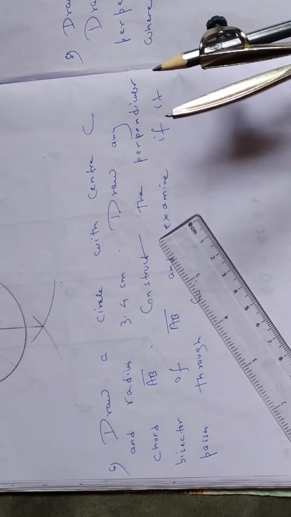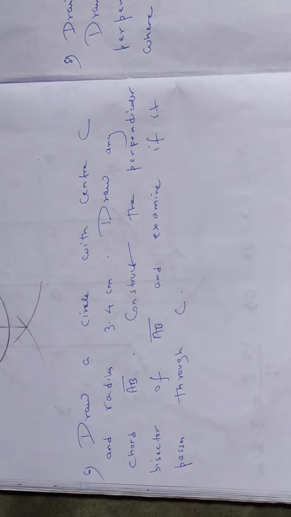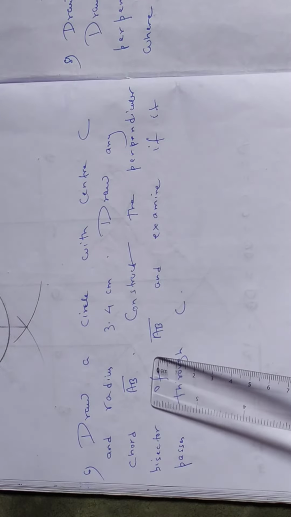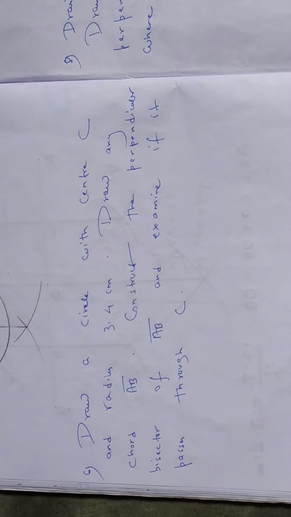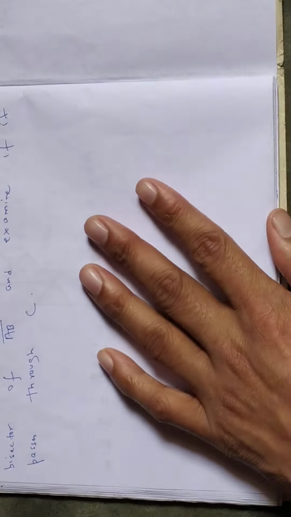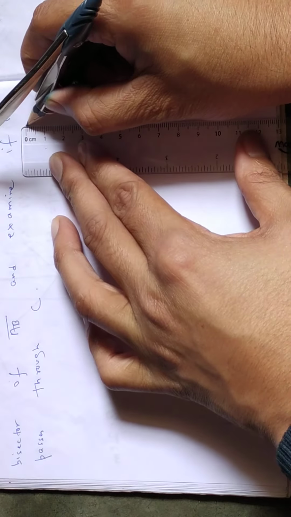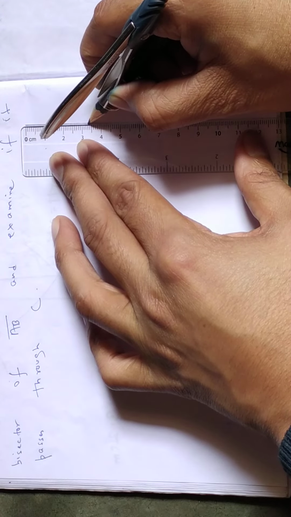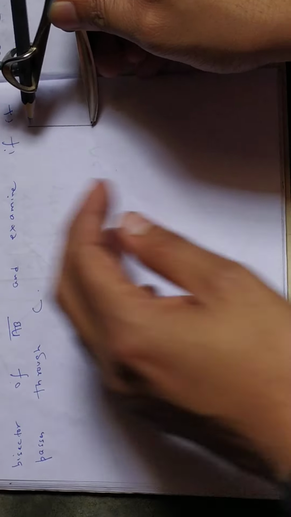Now question number 6. Draw a circle with center C and radius 3.4. Draw any chord AB. Construct the perpendicular bisector of AB and examine if it passes through the C. So first you have to draw a circle with radius 3.4. So what we'll do here, you can just draw one line 3.4. Okay, so this is 3.4, and with this as a radius, you take the measure.